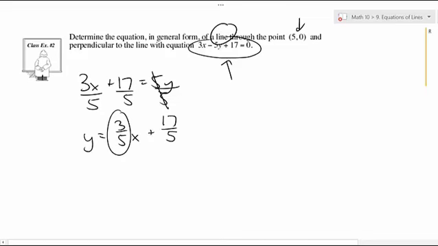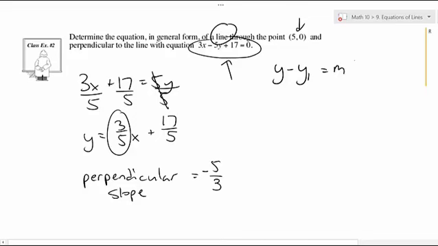I see that my slope here is 3 over 5, so the perpendicular slope would be the negative reciprocal of that. So that's going to be -5 over 3. What we're going to do is use our slope-point form again. We've got y minus y1 equals m(x minus x1).